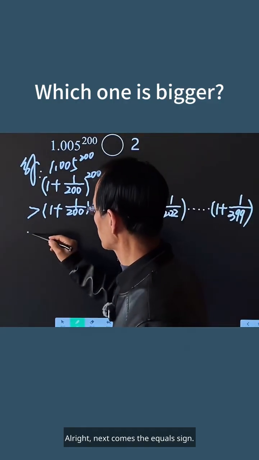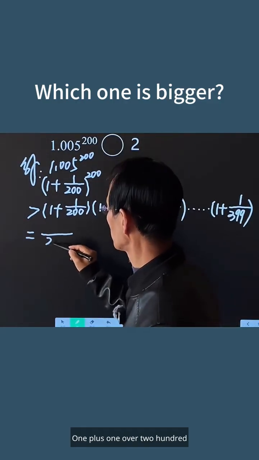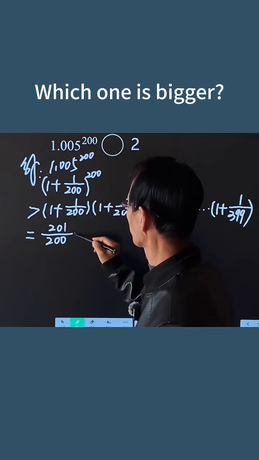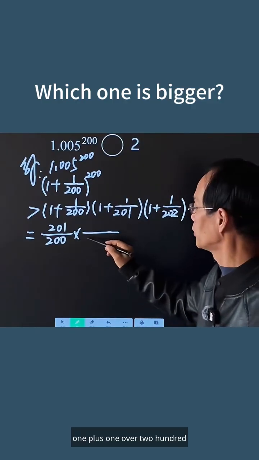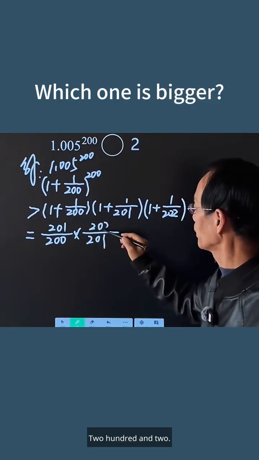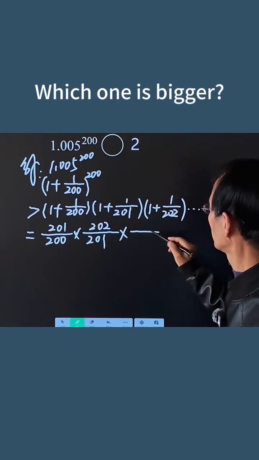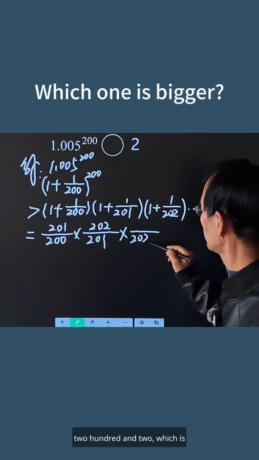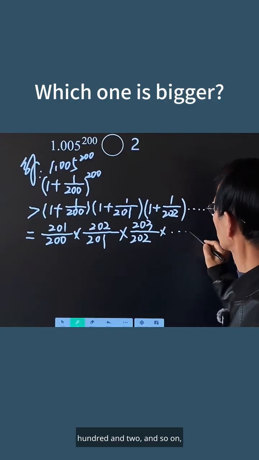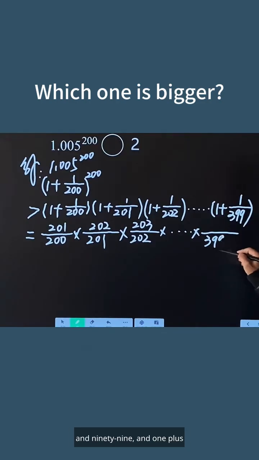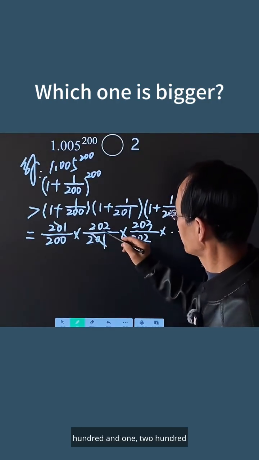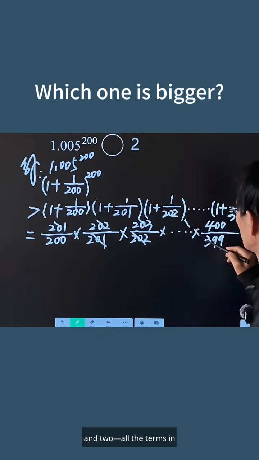All right, next comes the equal sign. 1 plus 1 over 200 is 201 over 200. Multiply by 1 plus 1 over 201, which is 202 over 201. Multiply by 1 plus 1 over 202, which is 203 over 202, and so on until the last term. What is it? The numerator is 399 plus 1, which is 400. At this point, you'll notice that all the terms in between cancel out.